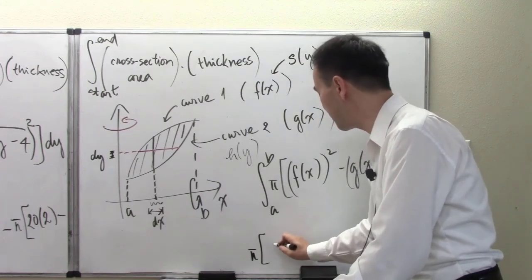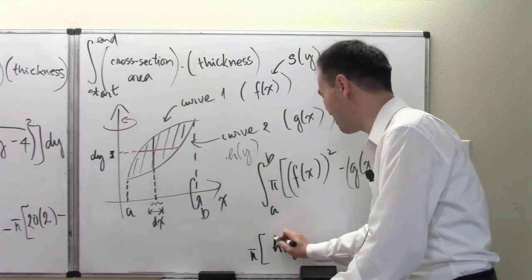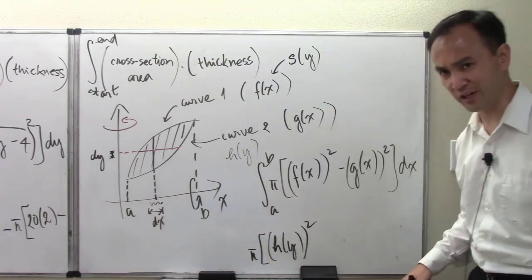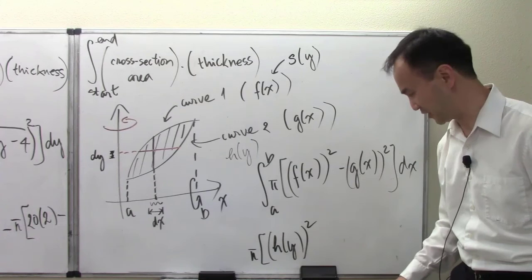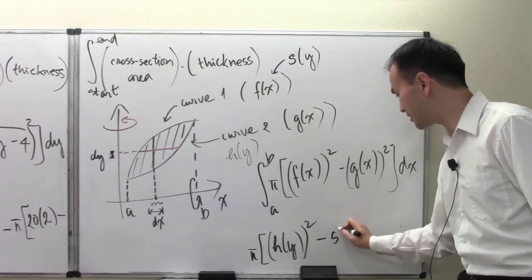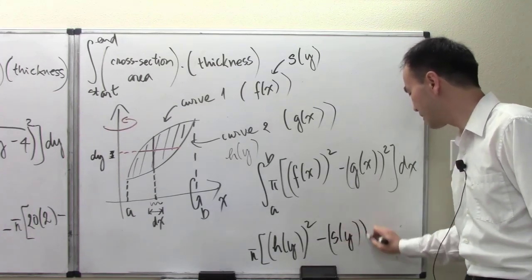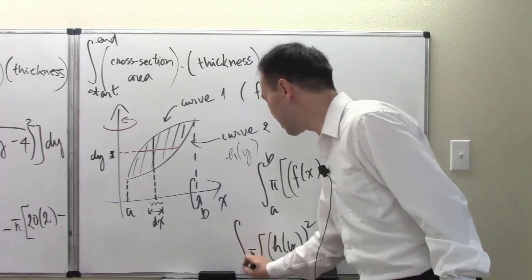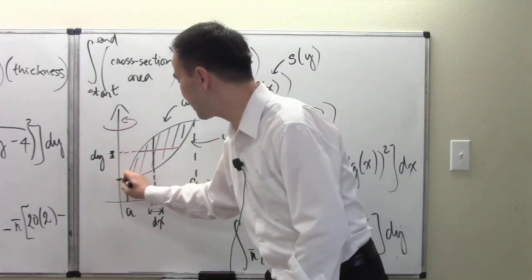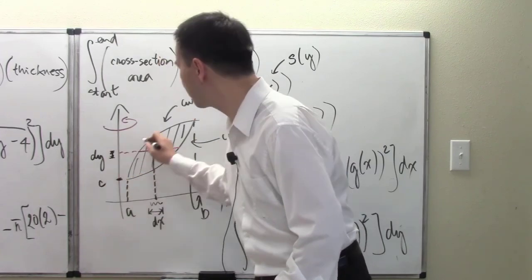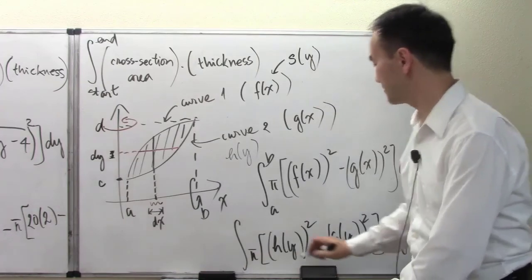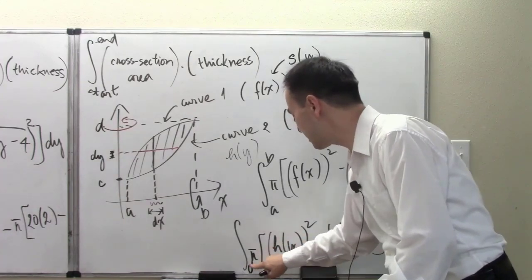I already confused myself right here. So I just want to point out that sometimes a formula only is a little dangerous, at least to me personally. And then minus s of y squared, but then the thickness here is dy. And then we have to know that it starts at some value on the y-axis, from some c to some d point right here. Okay, so accumulation from c to d.